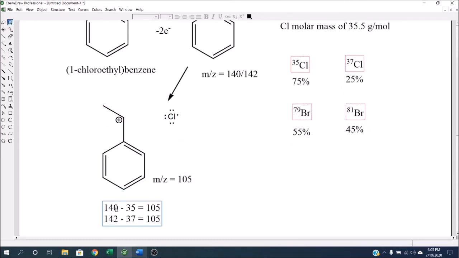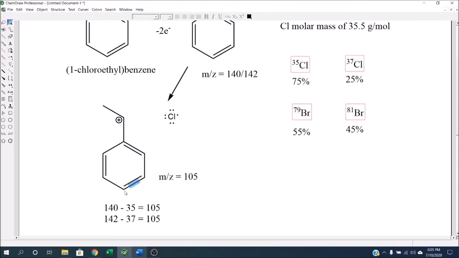And if our starting material weighed 140 units of mass and it loses a 35 AMU chlorine, then the resulting fragment will weigh 105. Or if instead you had the heavier isotope of chlorine, it would weigh more, but it would lose more and still weigh 105. So this resulting fragment is the fragment at 105 mass units.